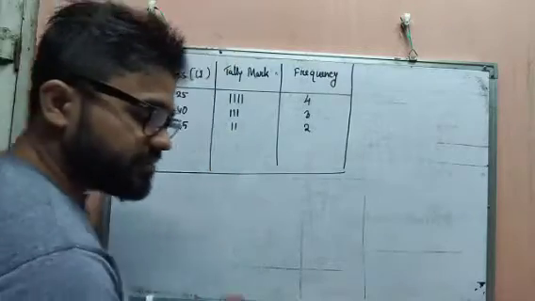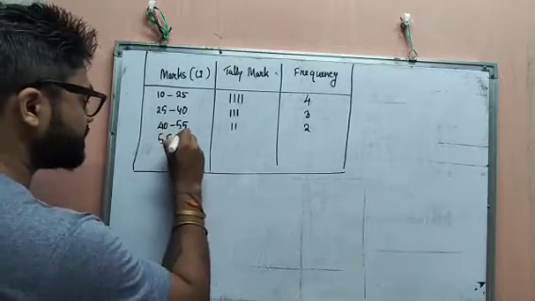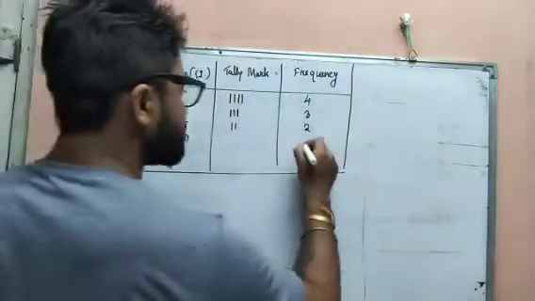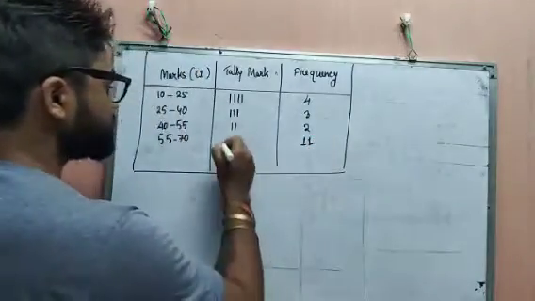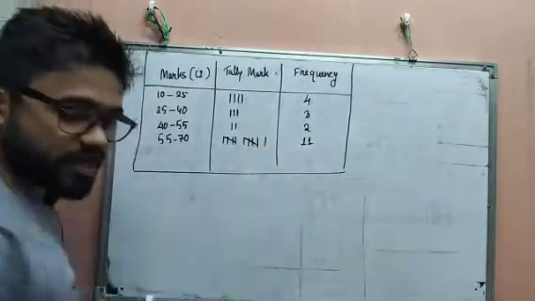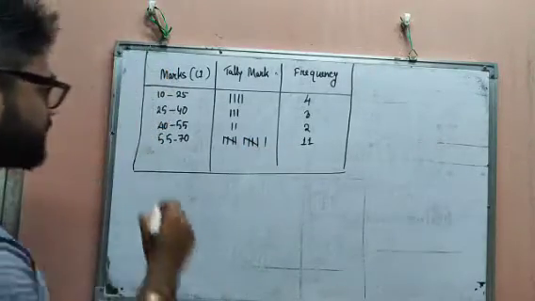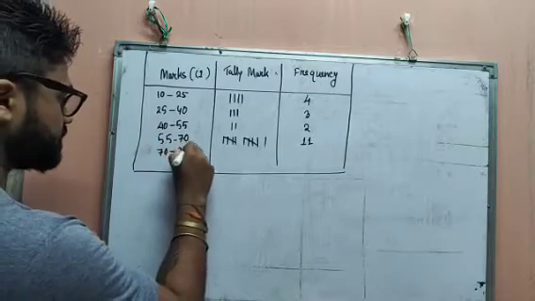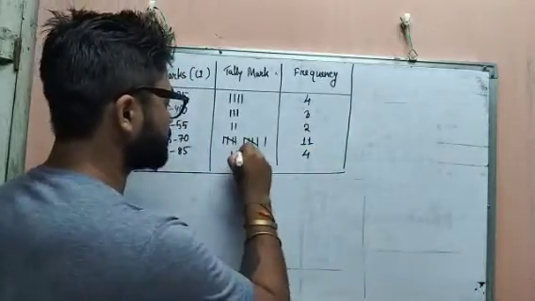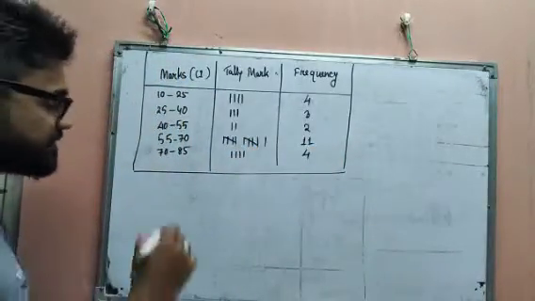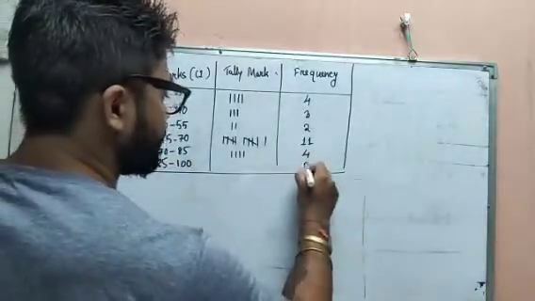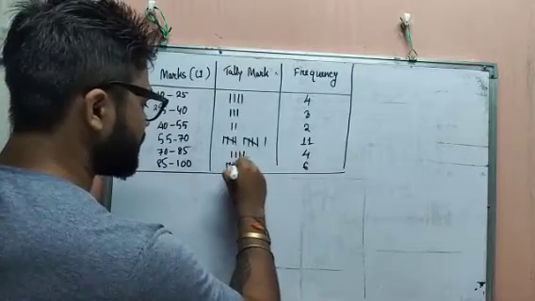Then next one we have 55 to 70. If you see here, the maximum number of students are getting there, and here the number of students is 11. So 1, 2, 3, 4, 5, 6, 7, 8, 9, 10, 11. Okay, and the next one we have is 70 to 85. The number of students is what? 4. So here it will be 1, 2, 3, 4. And the last interval is what? 85 to 100. So here you will get a total of 6 students. So tally marks will be 1, 2, 3, 4, 5, 6.